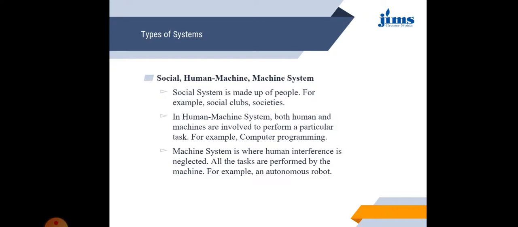Human-machine system is where both humans and machines are involved to perform a particular task. And the machine systems are the systems which do their work totally on the basis of their commands, and there will be no interference of a human in between the system.